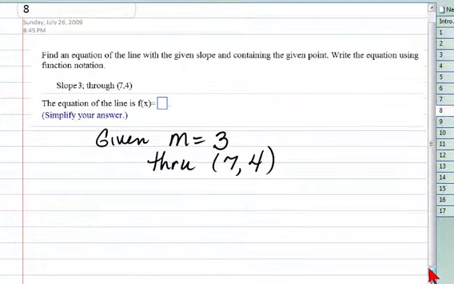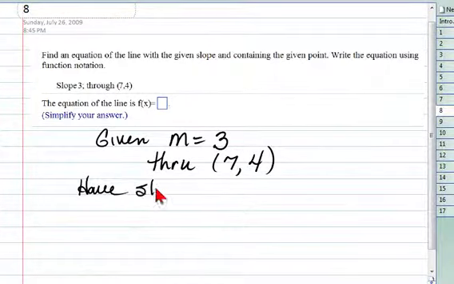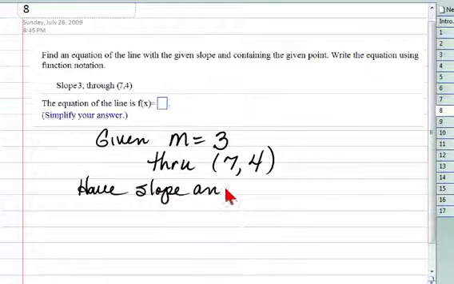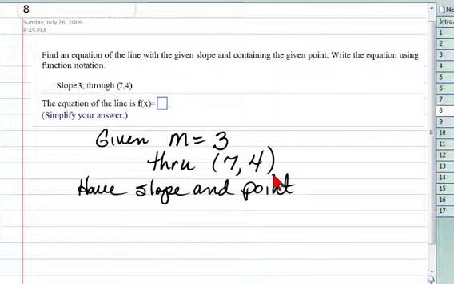Do you have the y-intercept? No. Because what would this 7 have to really be for it to be the y-intercept? A 0. That is not the y-intercept. That is just some point on the line. What do you have here? You have slope and a point. Slope and a generic point.